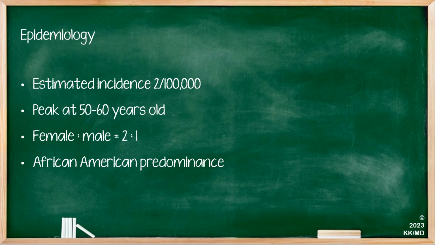As for epidemiology, it has an estimated incidence of about 2 per 100,000. It has a peak incidence around the age of 50 to 60 and has a 2 to 1 female to male ratio. It is more common in African American and Black populations.